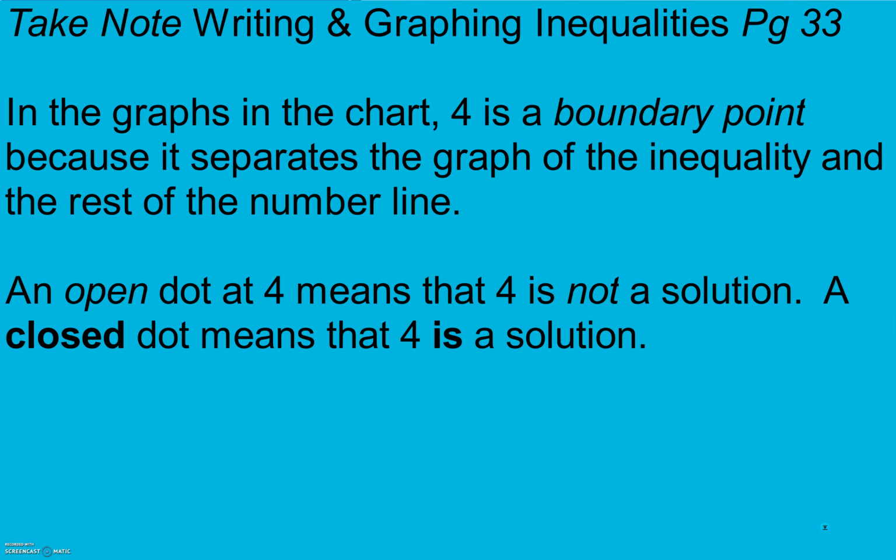Take note on page 33, which shows less than, greater than or equal to, or less than or equal to 4. So in the graphs on the chart, 4 is a boundary point because it separates the graph of the inequality and the rest of the number line. So the x less thans go to the left, x greater thans go to the right. If there's an open dot at 4, it means that 4 is not a solution. A closed or filled in dot means that 4 is a solution.